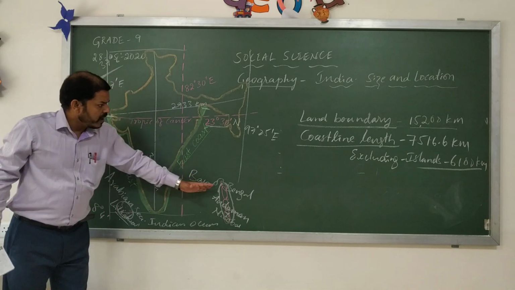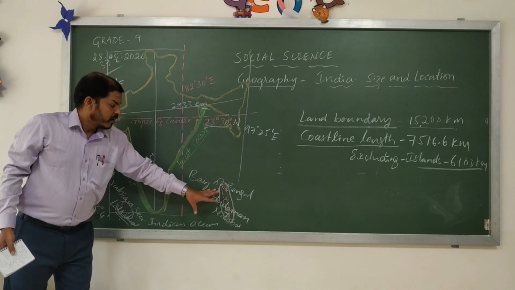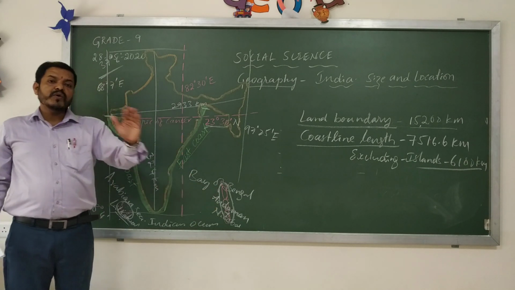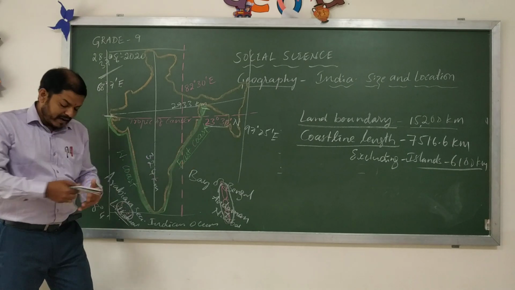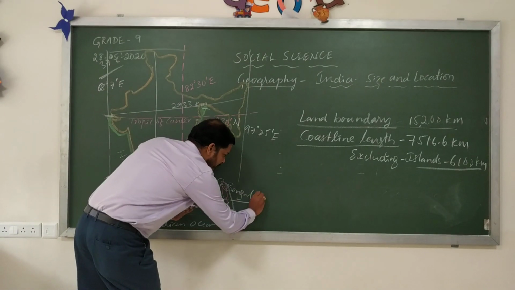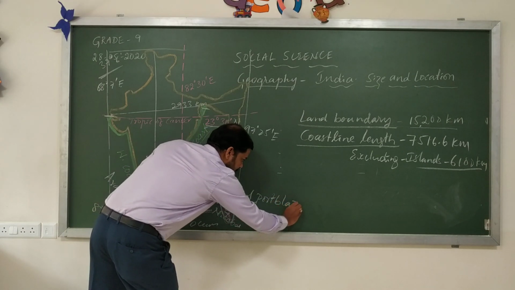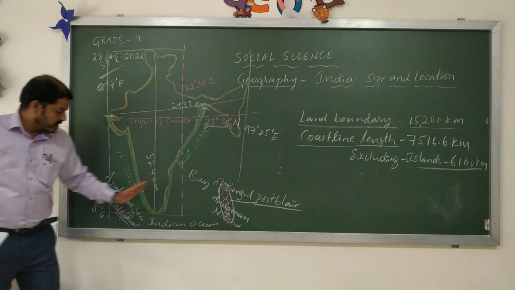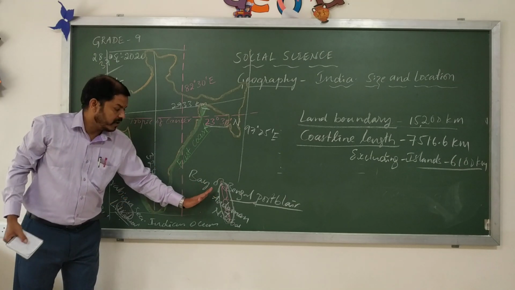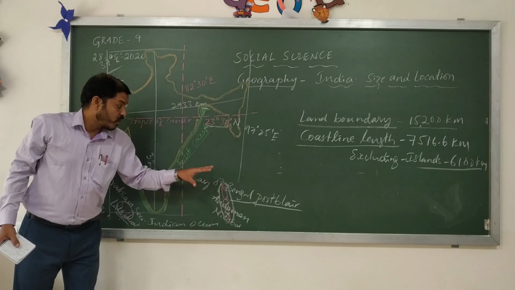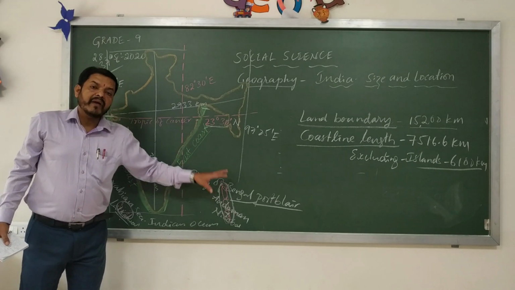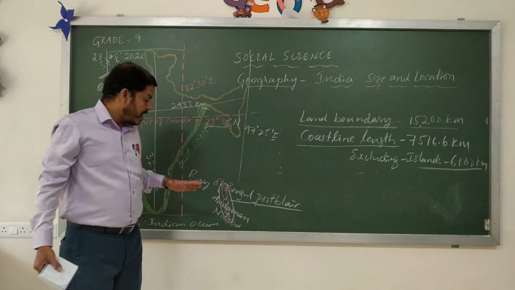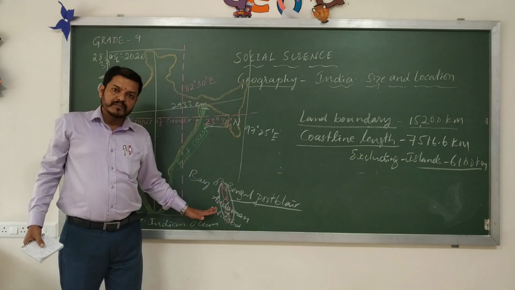Here, I already told you the Andaman Nicobar group has more than 200 islands. The largest is Greater Nicobar, and do you know its capital? Andaman and Nicobar, its capital is Port Blair. Port Blair is the capital of these island groups. Another important piece of information is that this group of islands, located in the Bay of Bengal, is made up of volcanic rocks. Hence, they are called volcanic islands too.